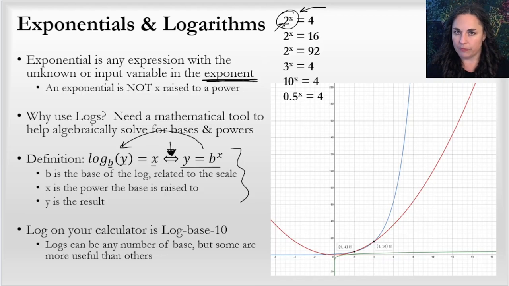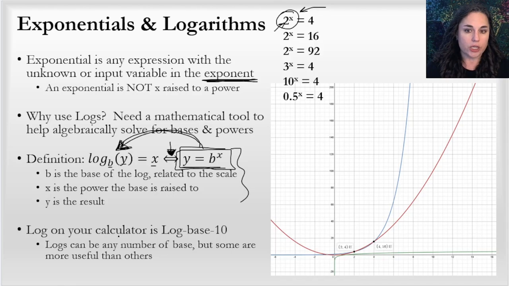Right? So it's the foundation from which we watch this exponential grow. It's always a number, and it's related to the scale. We can have base 2, base 10, base 50, there's all sorts of bases that we can have. x is the power that the base is raised to, and y is the result. So we can see that over in the equation here, y equals b to the x power, and we can rewrite it as a log expression in these terms. Okay.